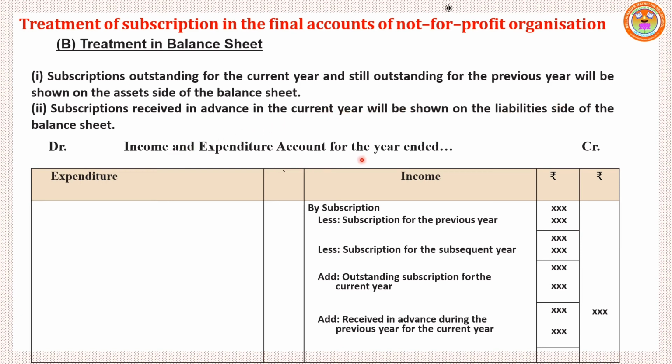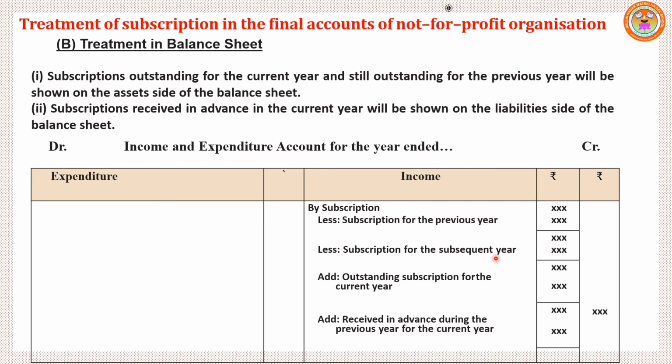Just look at the format. How subscription will be shown while we are preparing the income and expenditure account for the year ended. Current year subscription, how much we have received, the total amount of subscription. So while we are writing subscription, if you have to do adjustments, it will be entered under the first amount column. After making these adjustments, the final amount will be shown under the next amount column. Then less subscription for the previous year. So current year subscription includes previous year subscription, that must be deducted.